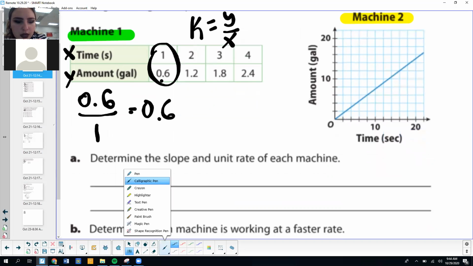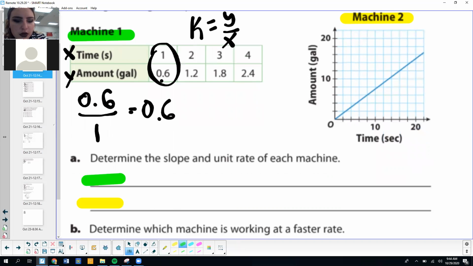I'm glad that we have two lines. I'm going to write machine 1 on that top line. So machine number 1, we've got the unit rate. This actually already gave us our unit rate, which is nice. If you remember what a unit rate is, it's something per 1. So this is saying that machine 1 does 0.6 of a gallon in 1 second. So the unit rate for machine 1 is 0.6 per 1 second.